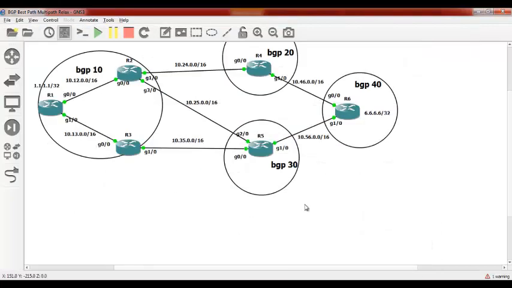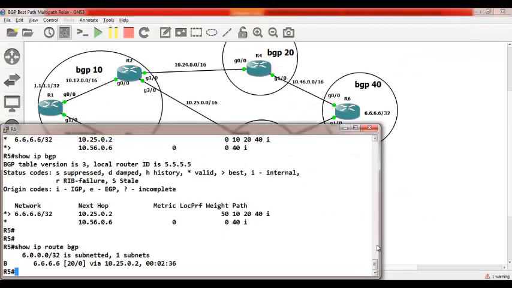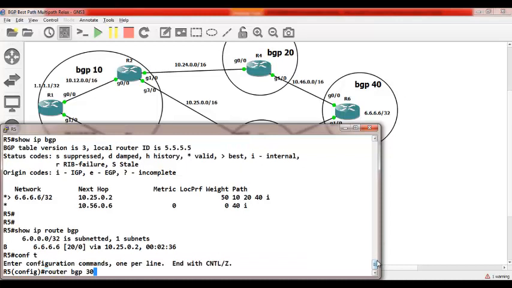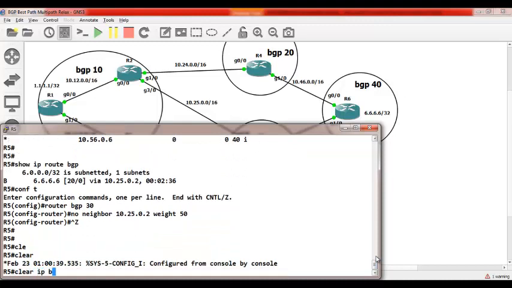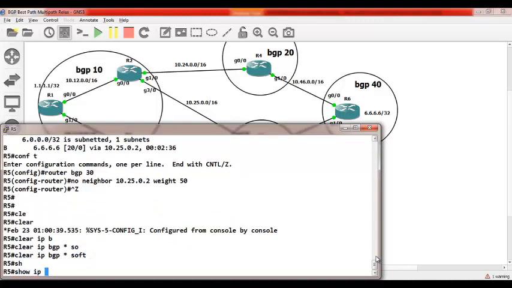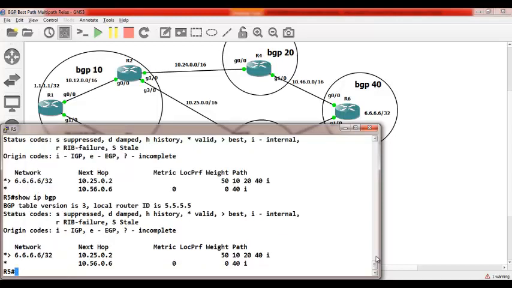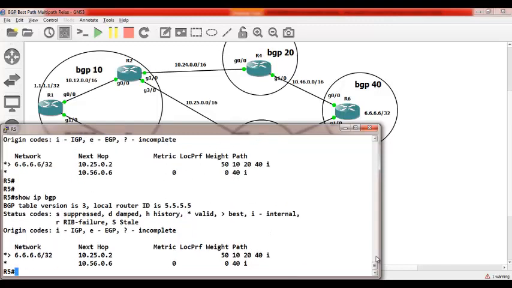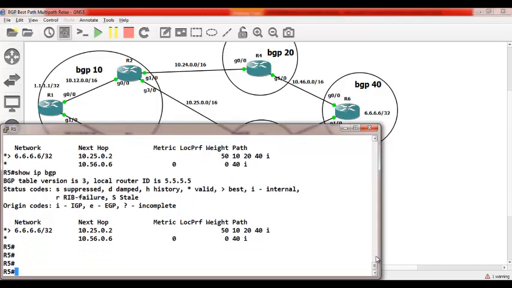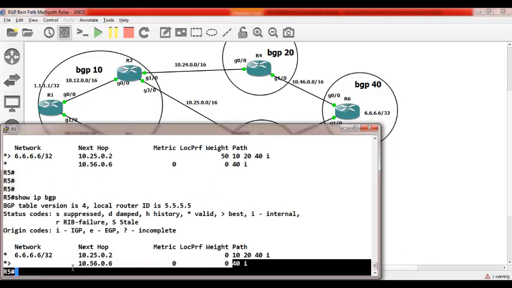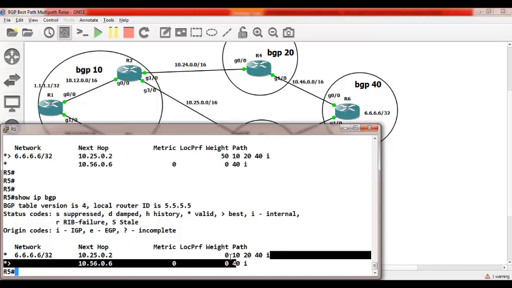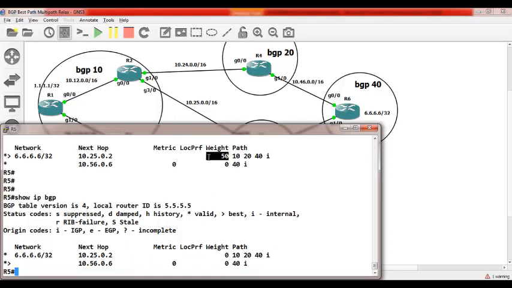Let's see. I'll go to router 5 to remove the weight. Removed. Clear IP BGP star soft. Show IP BGP. I'm looking for the 50 to get removed. After it gets removed, you will see this route reflects in router 3. Okay, see, it's back to normal. Now it started using 6 because this has become 0. Earlier it was 50, we set it to 50, now we have revised it, removed it.